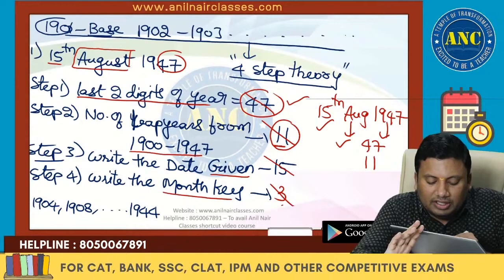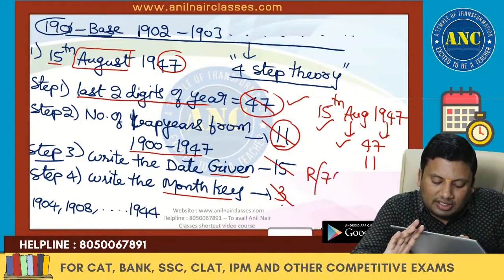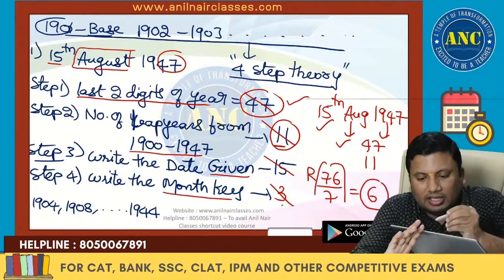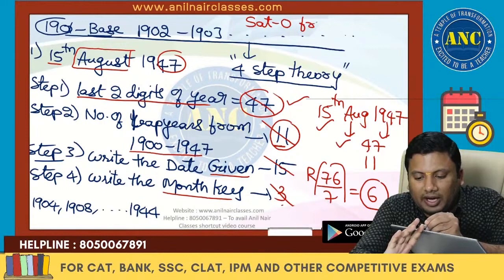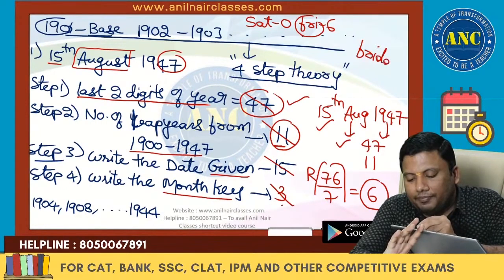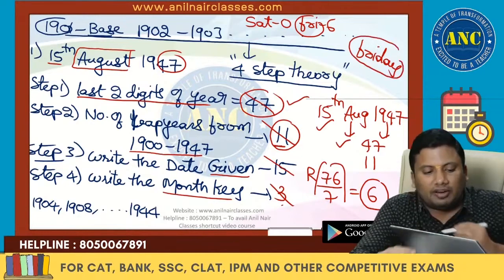58, 73, 76. 76 divided by 7. 7 tens are 70. Remainder is 6. We determined that Sunday is 0, so Friday is nothing but 6. We got independence on Friday.